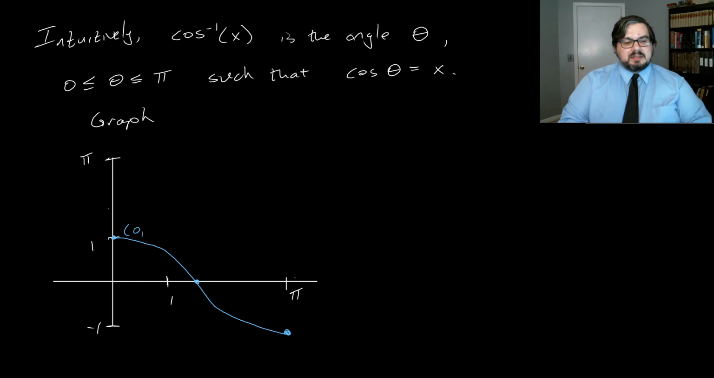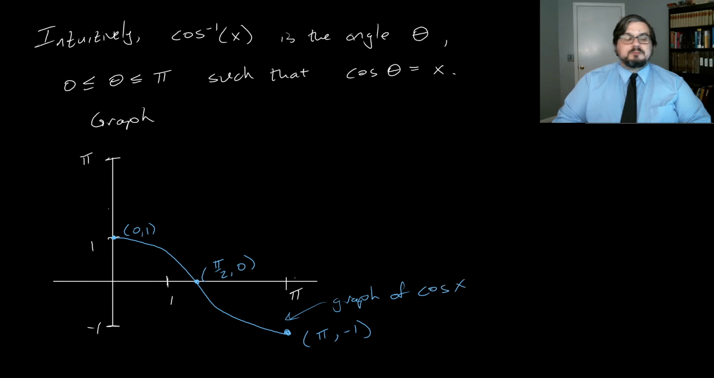We have the point 0, 1. We have the point pi over 2, 0. And we have the point pi, -1. So this is the graph of cosine.